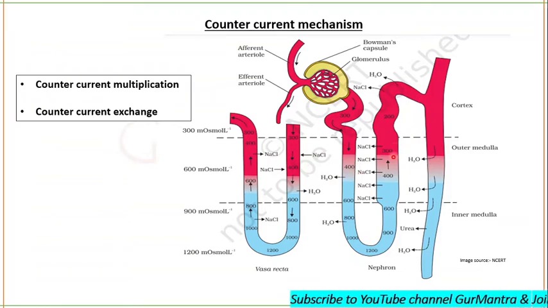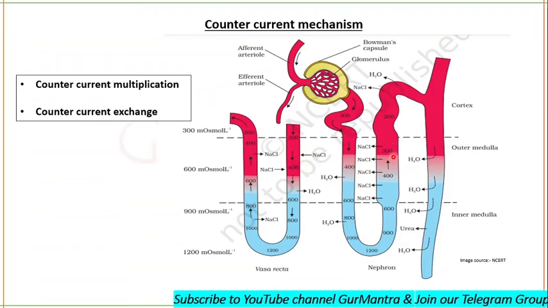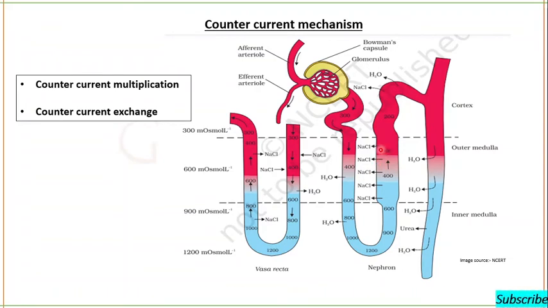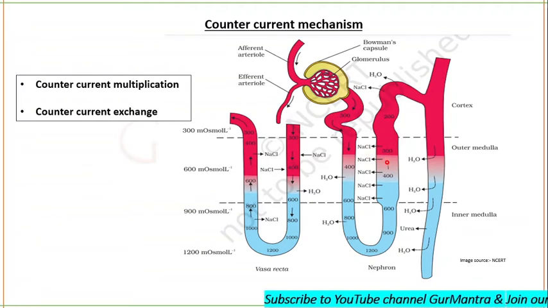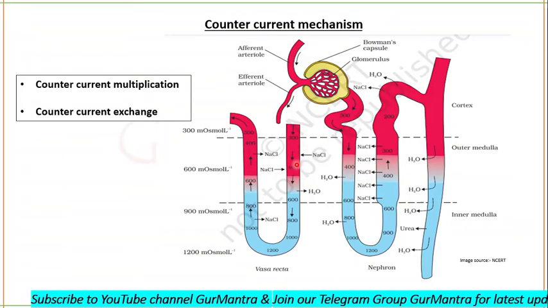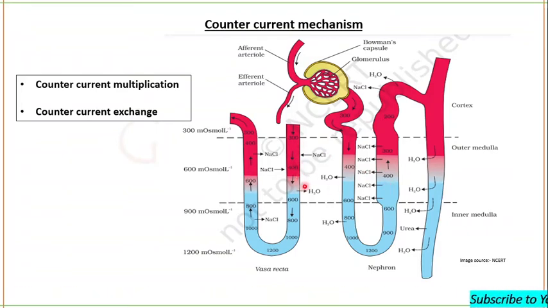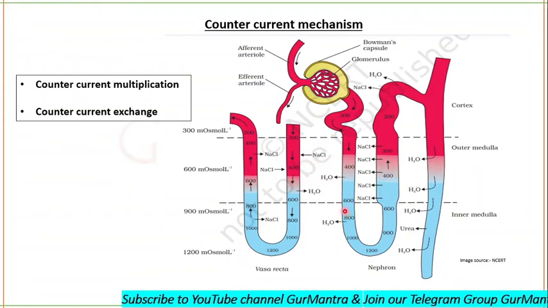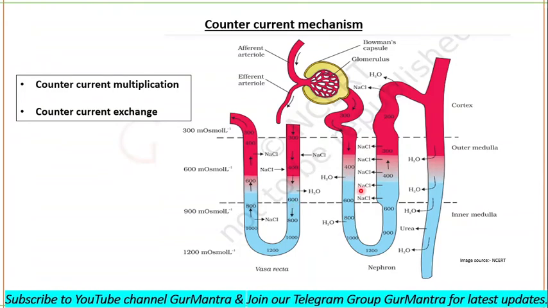You understand my point or you don't understand it? I'm telling you that the sodium chloride released by the ascending limb of the loop of Henle is again reabsorbed by the descending limb of the vasa recta to maintain the osmolarity, mainly in the interstitium.